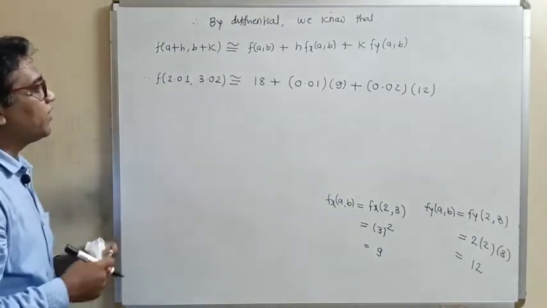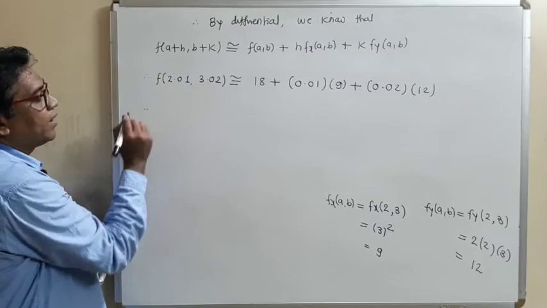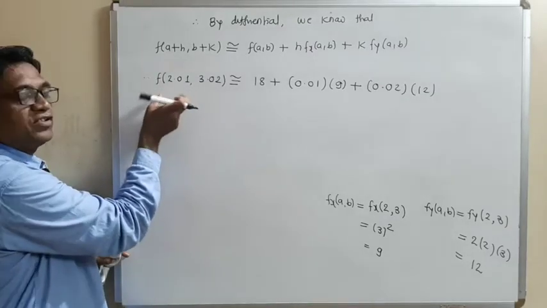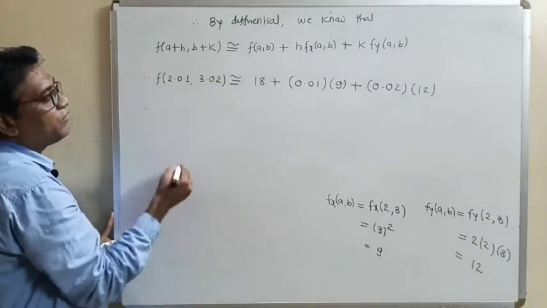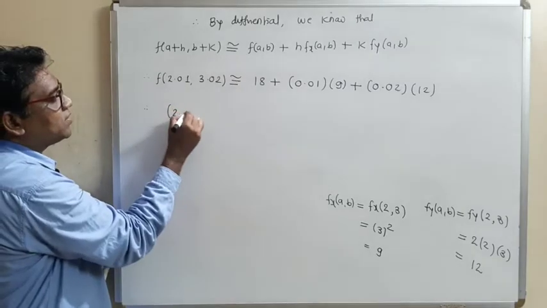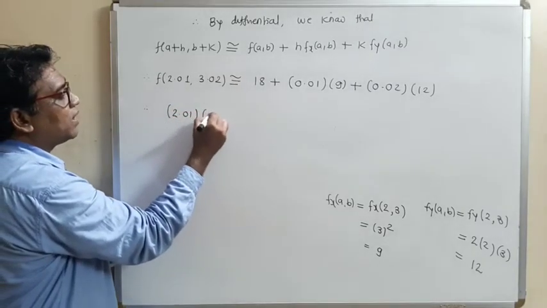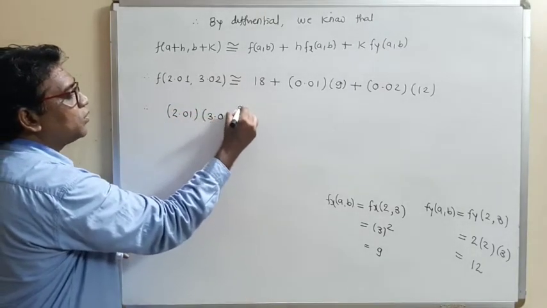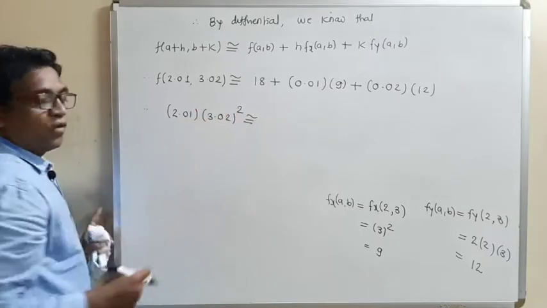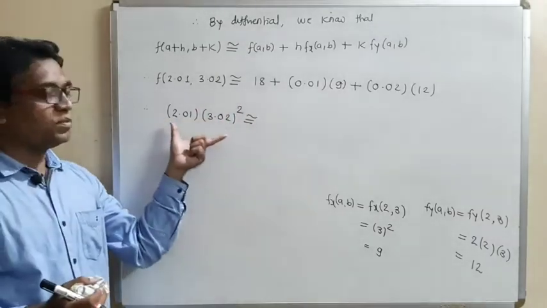So write down the simplification. Now f means our given function. So what is the given function? Our given function is 2.01 into (3.02) squared. We want to find out the approximate value of this function.